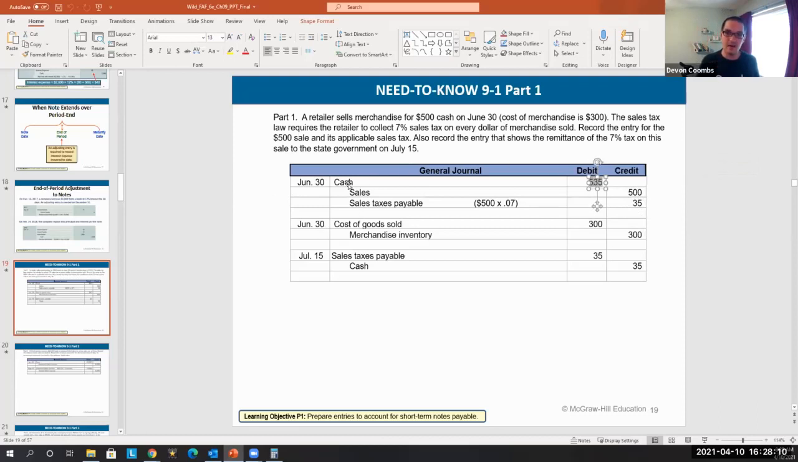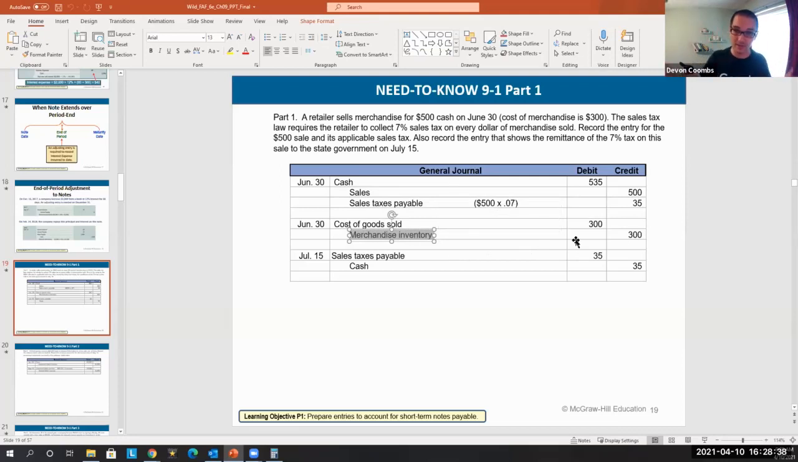We are receiving cash, right? Cash is always a debit because cash is an asset. Assets have a normal balance of a debit account, and sales tax payable are credit balances, right? Sales are revenue. Revenue increases our income statement, which increases our equity, and then sales tax payable is a credit because it's a liability. Then we also have our cost of goods sold and merchandise inventory journal entry, which we learned in our inventory accounting, right?